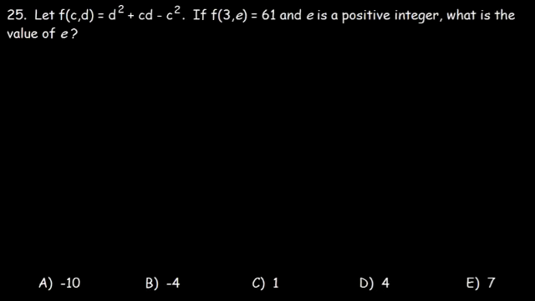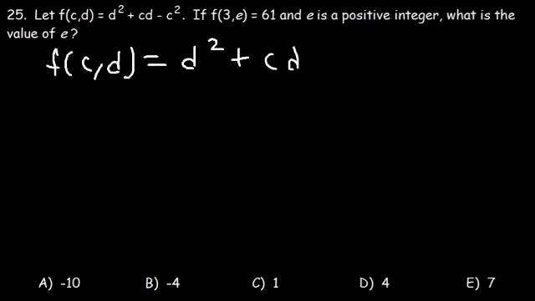25. Let the function f of c comma d be equivalent to d squared plus cd minus c squared. If f of 3 comma e is equal to 61 and e is a positive integer, what is the value of e? So let's start with the first equation that we have. The function is equal to d squared plus cd minus c squared.